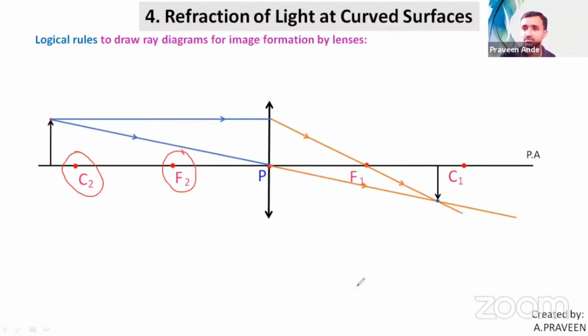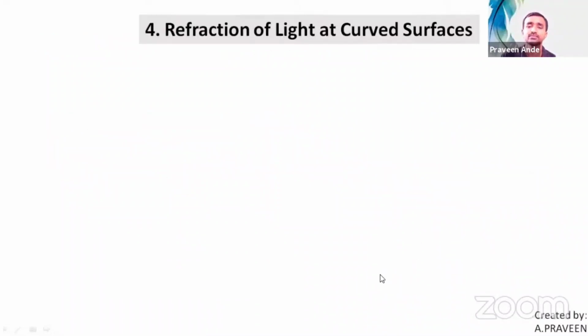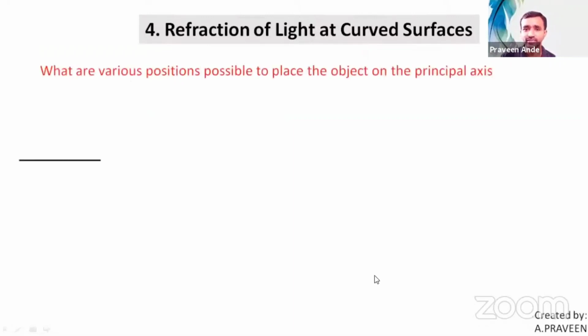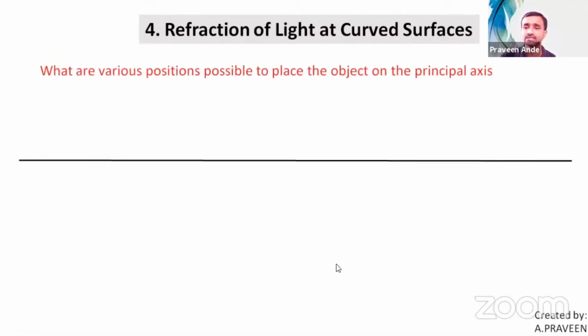So let me move from here. Right. So what are the various positions possible? For that, I have a principal axis on the screen. I will follow the logical rules which I have given, right? So without scale I am giving now. Here I have the lens. It is a double convex lens. Then identify its focal points and the respective centers of curvature with suitable symbols C1 and C2.